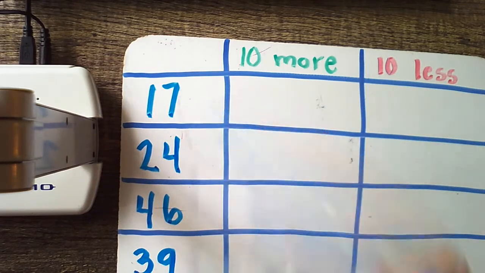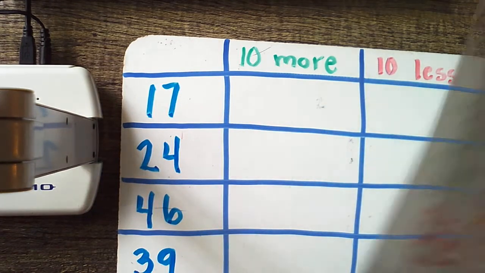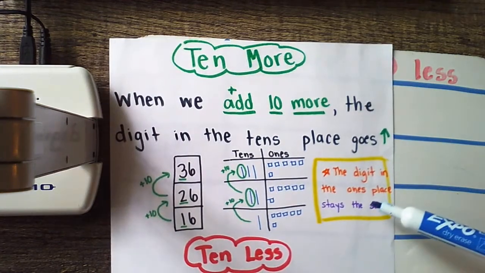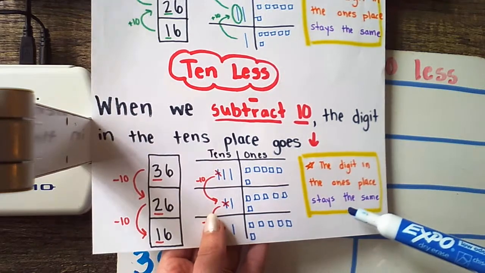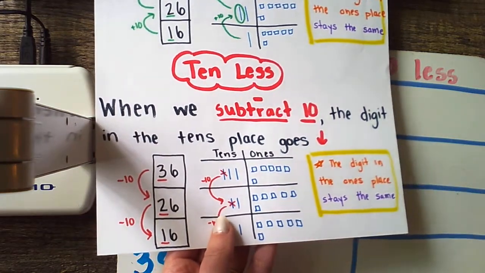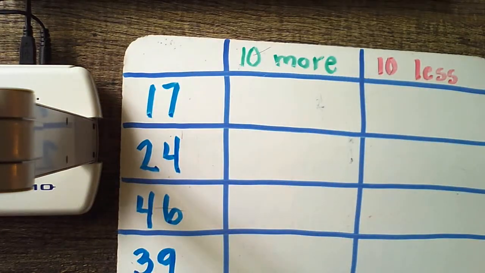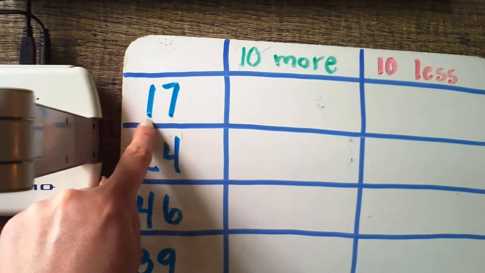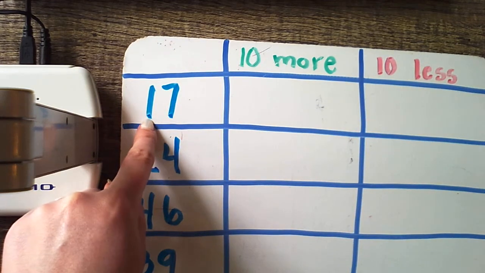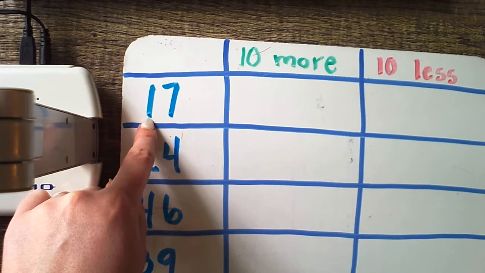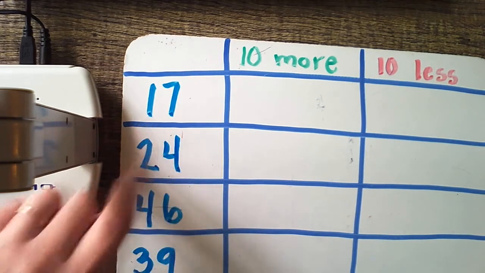I know that the number in the ones place is going to stay the same. That's what we just said. The digit in the ones place will stay the same if we're adding 10 more. The digit in the ones place will stay the same if we're looking for 10 less. My digit in the ones place stays the same. But my digit in the tens place, something's going to happen to that. If I'm adding 10 more, it's going up. If I'm looking for 10 less, it goes down.